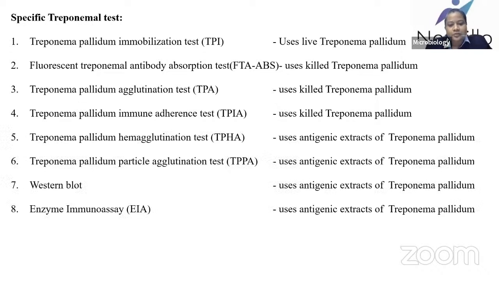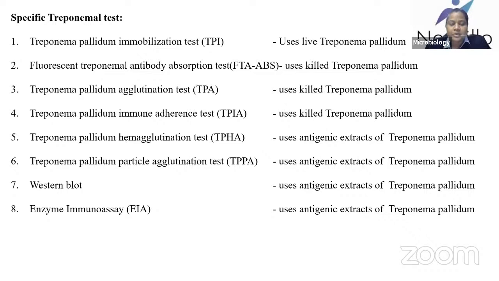And then there are a set of tests where the antigenic extracts of Treponema pallidum are used. One is the Treponema pallidum hemagglutination test, the Treponema pallidum particle agglutination test. Then there are the Western blot and enzyme immunoassay. So these are the specific tests for syphilis.